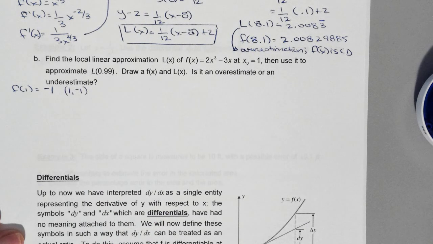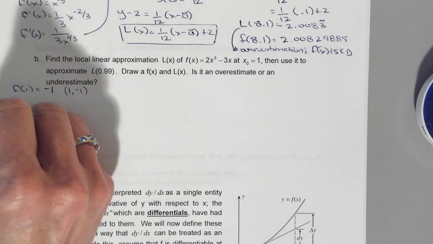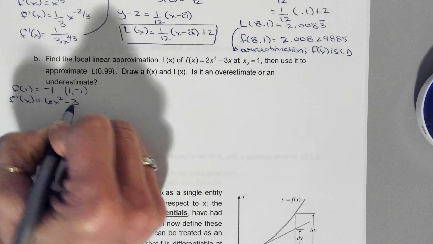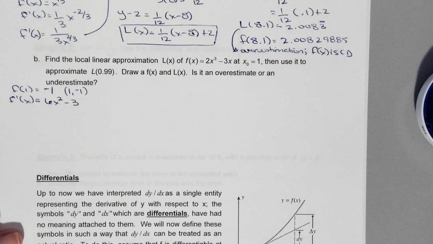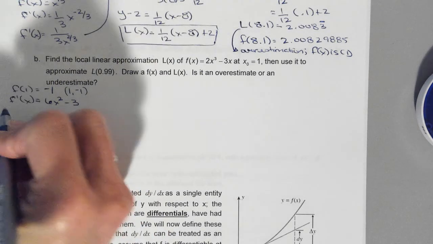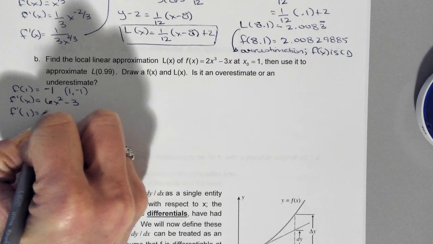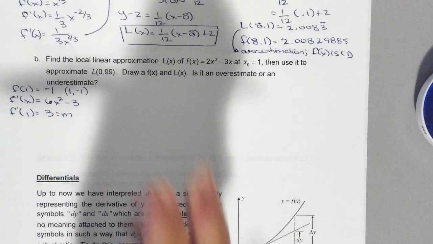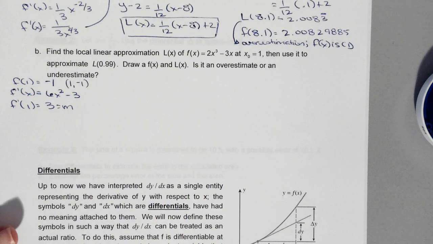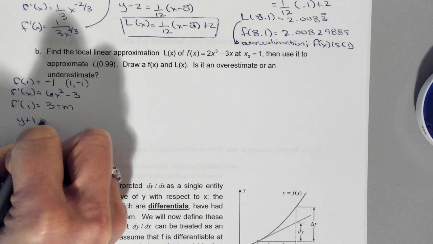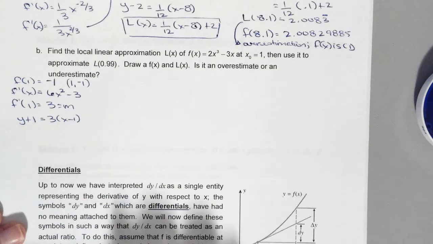Everybody okay? Okay, to find the slope, what do I have to do first? Take the derivative. F prime of x is equal to 6x squared minus 3. Everybody good? Now what? Plug in 1 to find the slope. So evaluate f prime of 1, which is 3. Does everyone agree to that? So this is equal to m. All right. Do I have everything I need to write the equation of the line? Yes. So it's y plus 1 is equal to 3 times x minus 1.